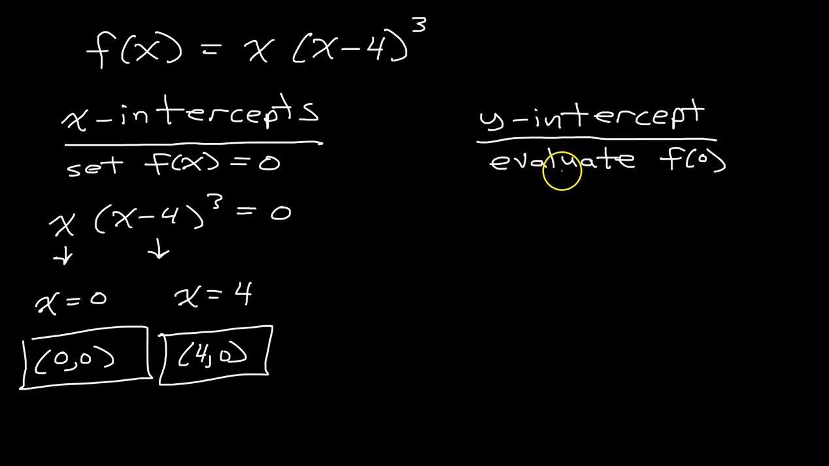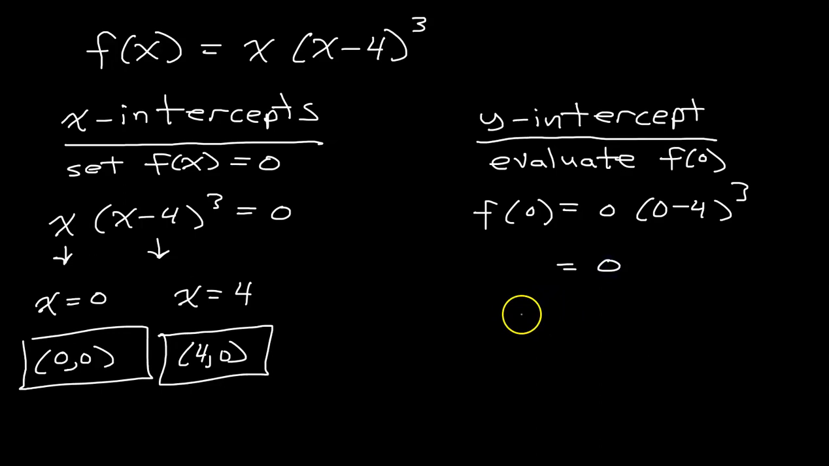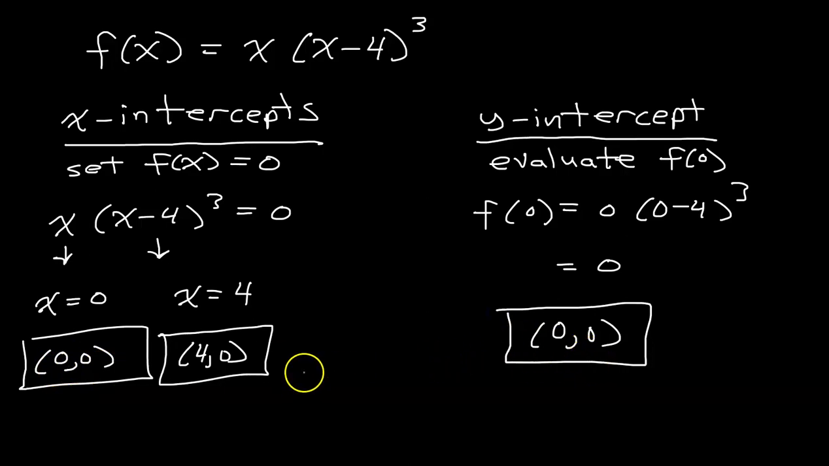For the y-intercept, we evaluate the function at a value of 0. So if I substitute 0 in here, I'm doing f at 0, that's going to give me 0 times (0 minus 4) to the third power, which is going to just give me 0. So of course the y-intercept is going to be 0, 0. We already knew that the x-intercept was 0, 0, and that's on the y-axis as well. So let's use all of this information to make the graph.